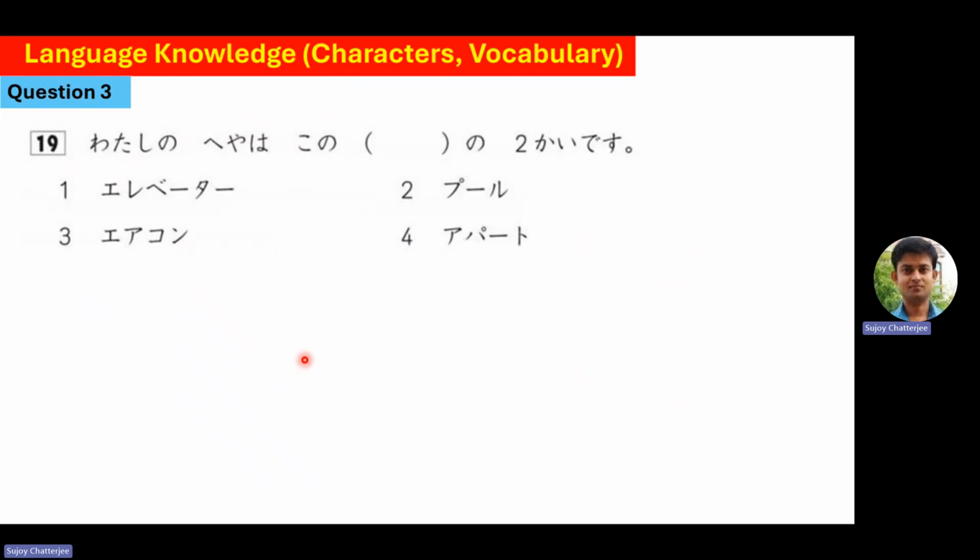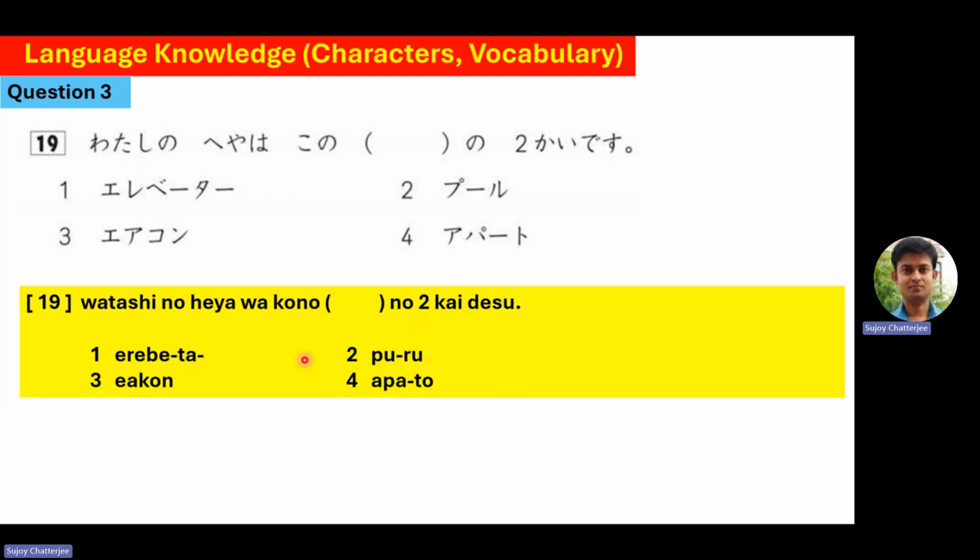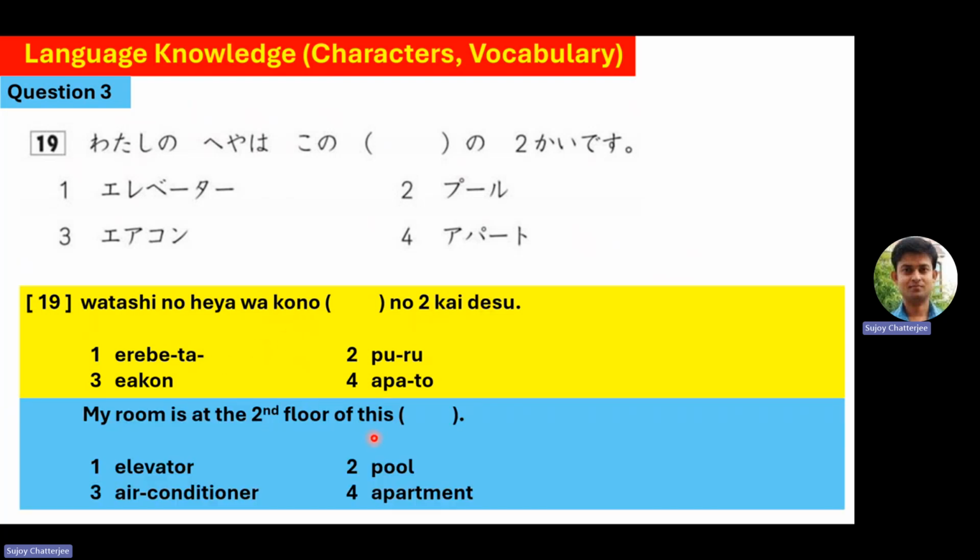So question number 19. Watashi no heya wa kono dash no nikai desu. Heya means room. Watashi no heya means my room. Kono means this. Watashi no heya wa kono dash no nikai desu. Nikai desu means second floor. So my room is on the second floor of this dash. So everything is given, only the place is not given where the room exists.